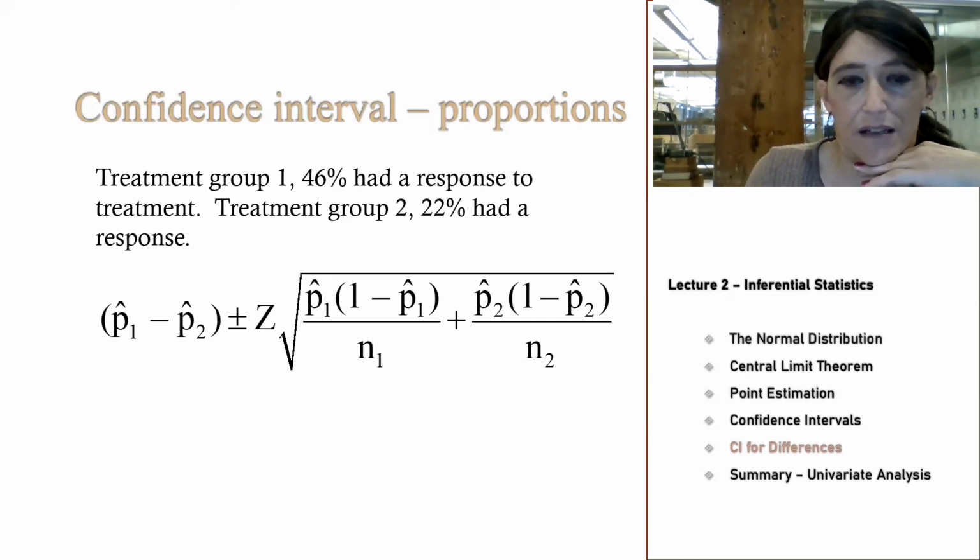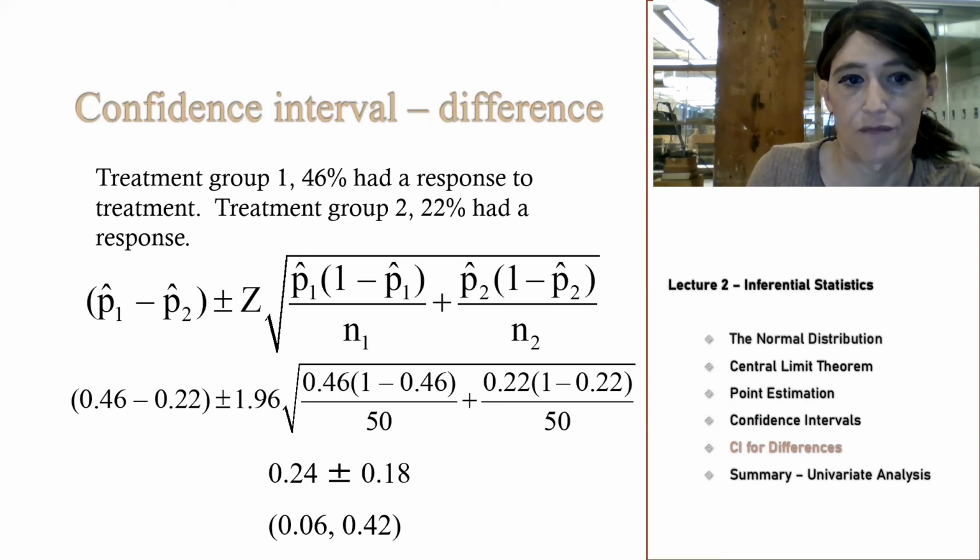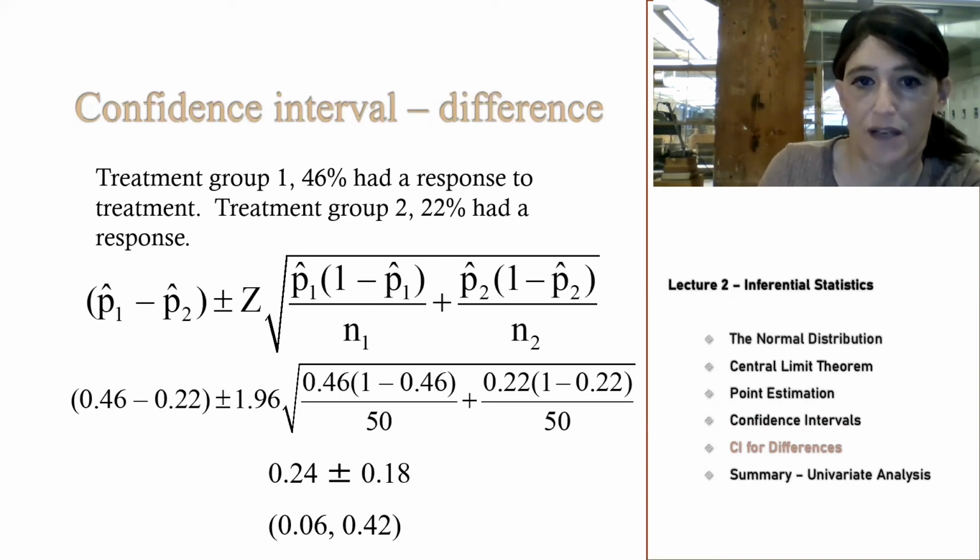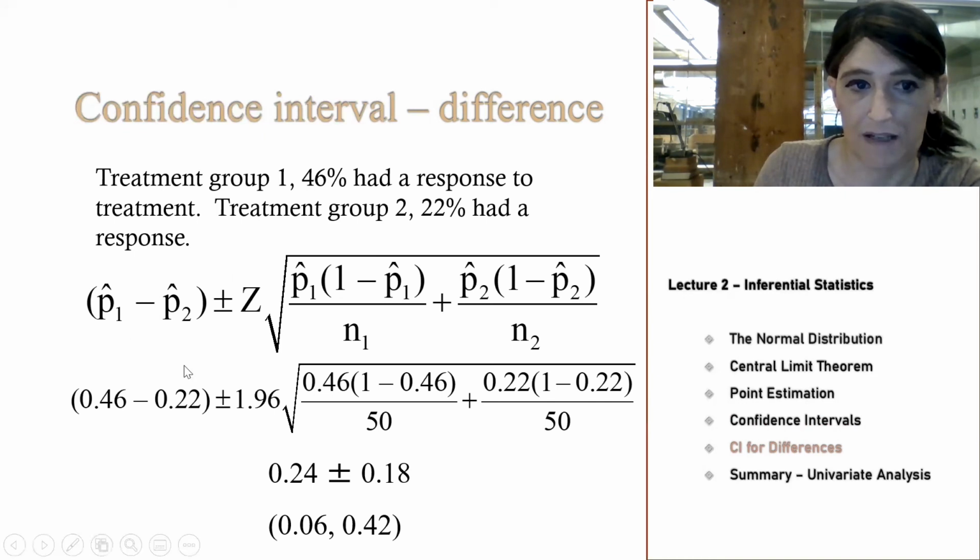Likewise, we can calculate a difference between two proportions in terms of a confidence interval. Again, slightly different formula. We're still going to use that Z statistic from a standard normal distribution. Okay, so if we had a treatment group 1 where 46% had a response to treatment, treatment group 2, 22% had a response to treatment, we could calculate a confidence interval around that difference.